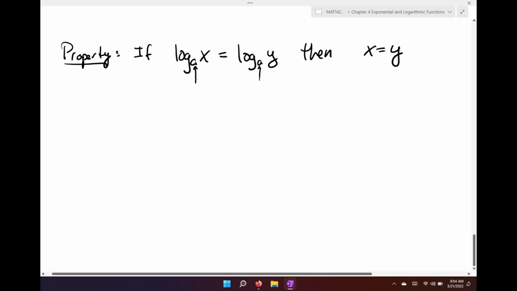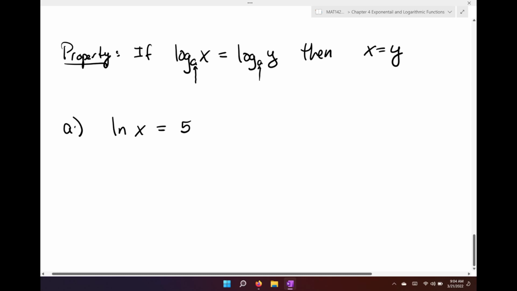The key here is the bases for the logs have to be the same. If they're not the same, you cannot apply this. If they are the same, then you can apply it. So we'll start off with an easy example here. All right. The ln of x equals, we'll say 5.